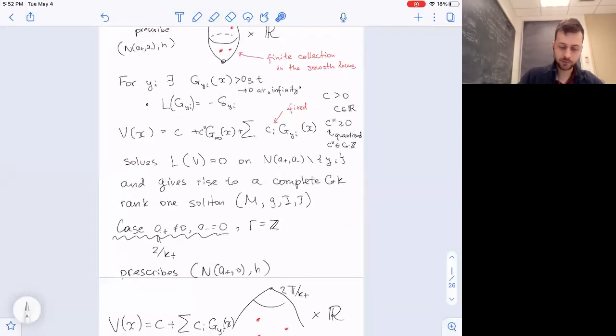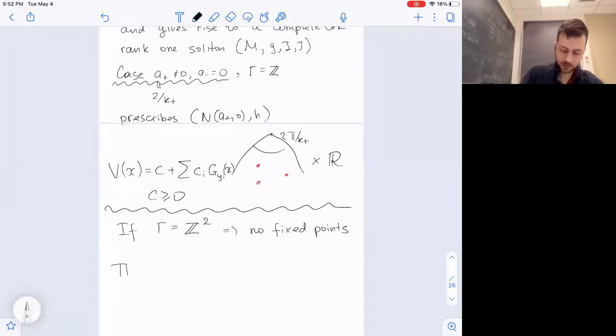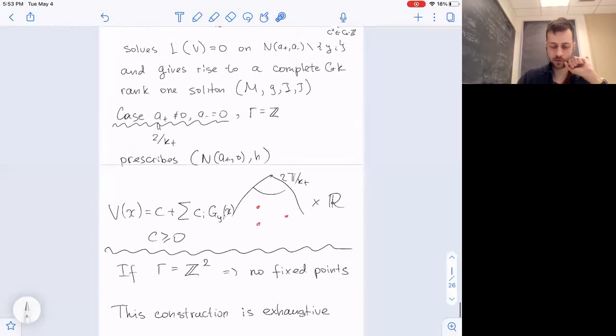So this is the construction part, and maybe I'll just finally write down that this construction is exhaustive, meaning that all complete rank 1 gradient steady solitons with S1 action and a technical assumption that you need, a lower Ricci bound, are obtained from one of the described pictures.